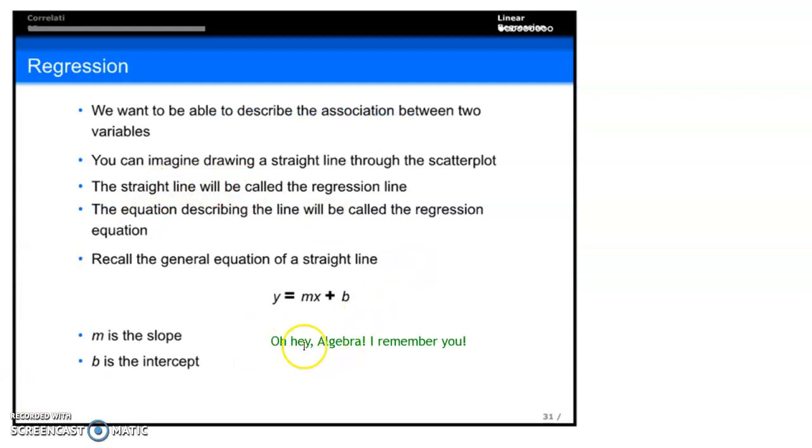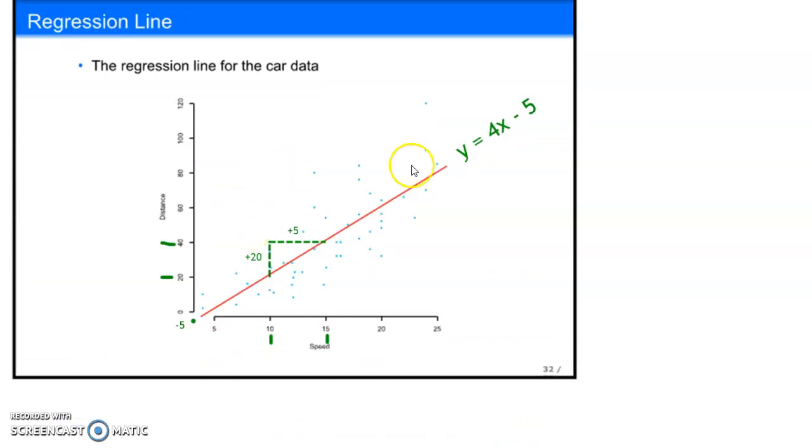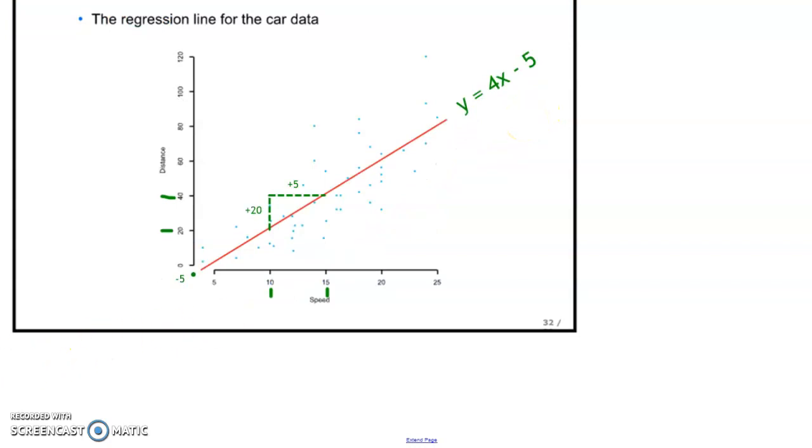Moving on, oh, hey, algebra, I remember you. We should be able to represent the equation of one of these lines in y equals mx plus b form. The regression for the car data from previously, you can see that this straight line intersects the y-axis at about -5, and it's got a rise of 20 and a run of 5, so 20 divided by 5 is 4. So we're able to write the equation of the trend line like that. We're using slope and y-intercept.